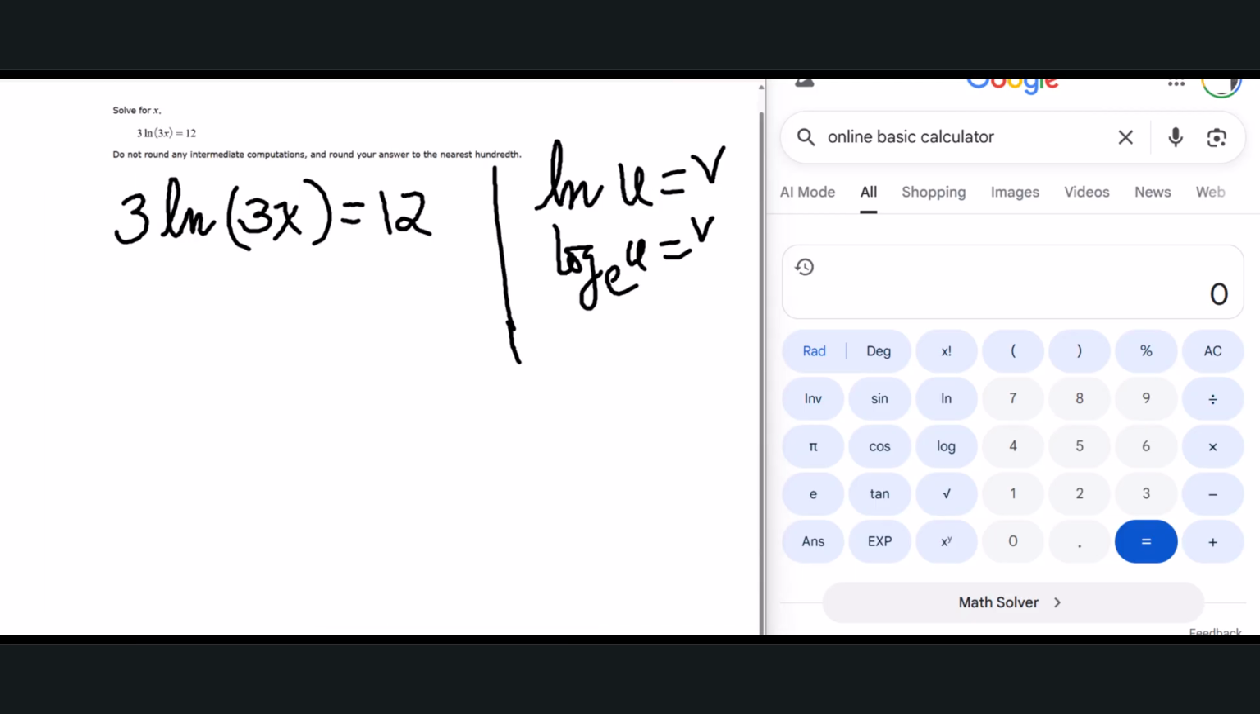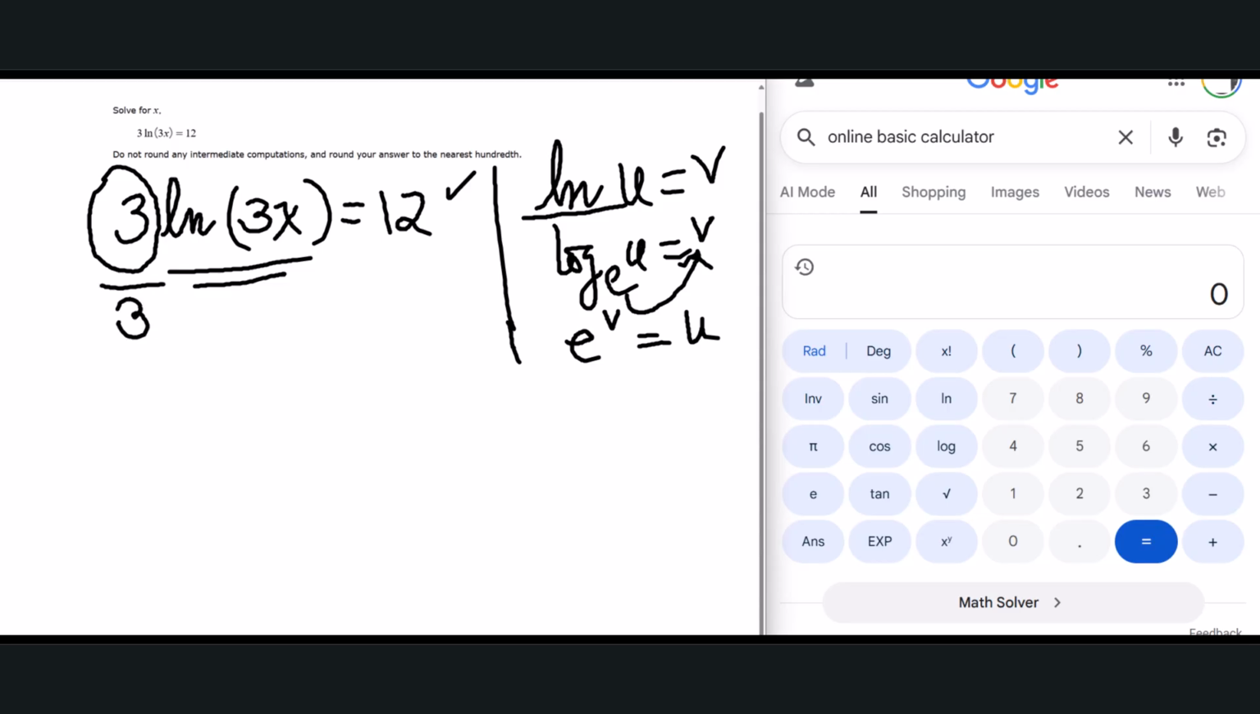Now we have to solve this equation right here. And here we got natural log. And remember, this natural log means the base is e. So if we are using the natural log, what we shall have is e to the v will be u. Okay, so let's do this here. Isolate this. So we have to remove this from here. Now this is multiplied, so we have to divide it down.